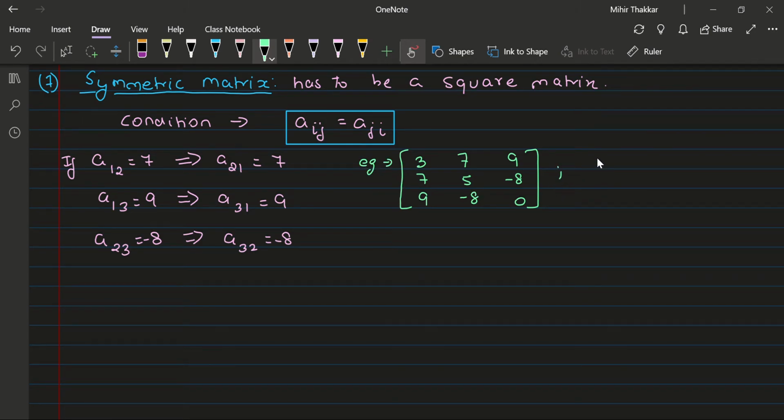One more example. As I told you, no condition on the diagonal values. So 7 and 11 are just as it is. If I have minus 2 in this position, that is A12, then the A21 position element will also be the same, minus 2. Now that was the symmetric matrix. Similar to this, we have the skew symmetric matrix.